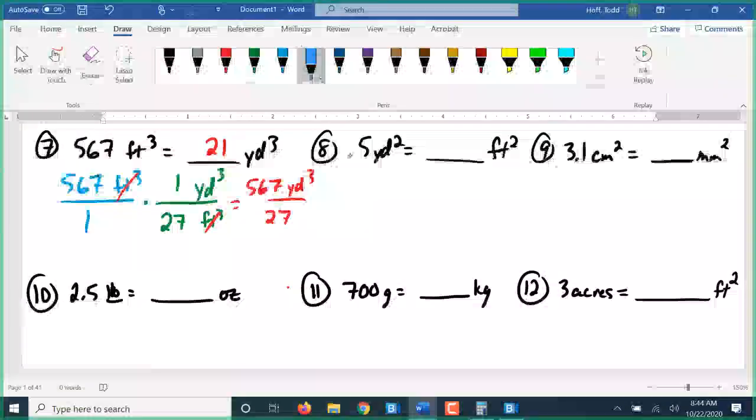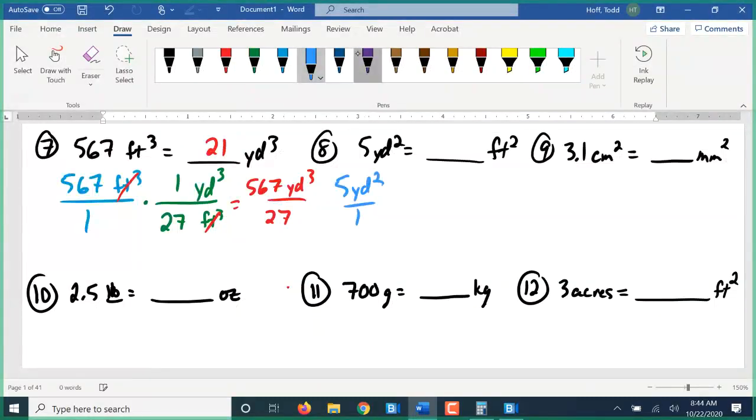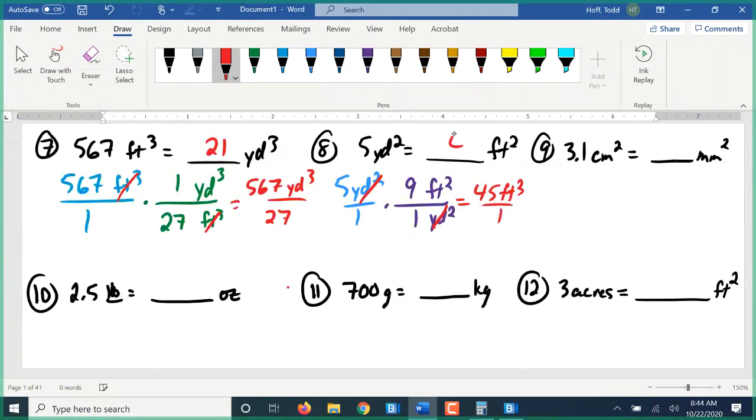Over here we have 5 square yards. 5 yards squared, we'll put it over 1. Converting into square feet. So we put the square yards on bottom so they'll cancel. Going to square feet. 1 square yard is 3 squared or 9 square feet. So the square yards cancel out. 5 times 9 square feet is 45 square feet. On bottom, 1 times 1 is 1, so that is just 45 square feet.